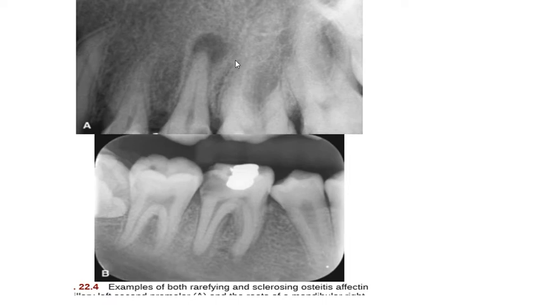This diagram shows examples of rarefying and sclerosing osteitis affecting the maxillary second premolar and the root of the mandibular first molar teeth. So we can identify the rarefying and also the sclerosing osteitis simultaneously in the same case, on the same apical part of the teeth. Note that the radiolucent region at the apex surrounded by the diffuse radiopaque reaction of sclerosing bone occurs on these diagrams.